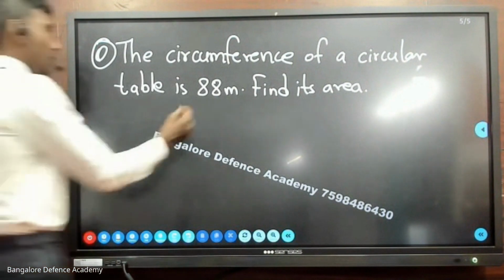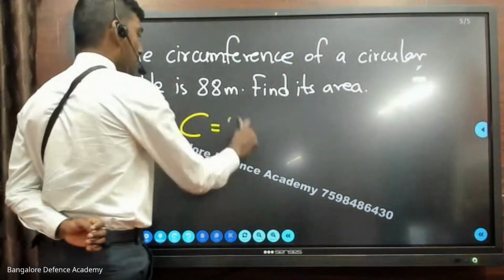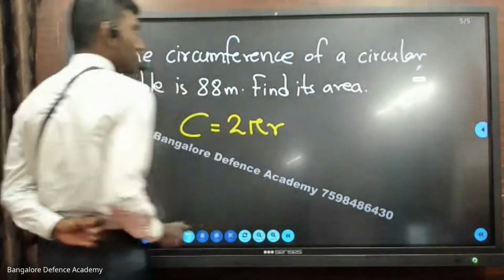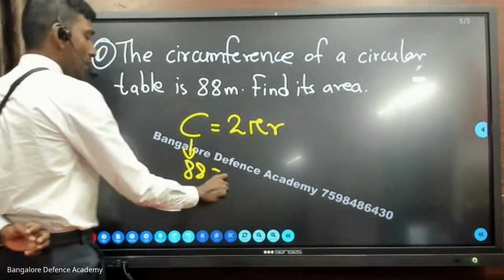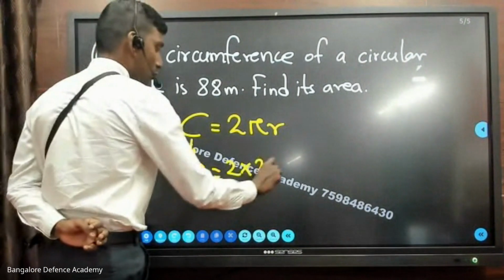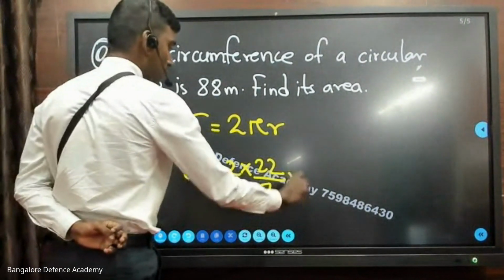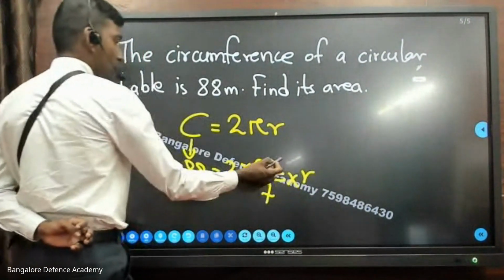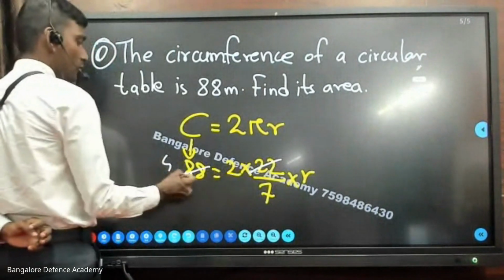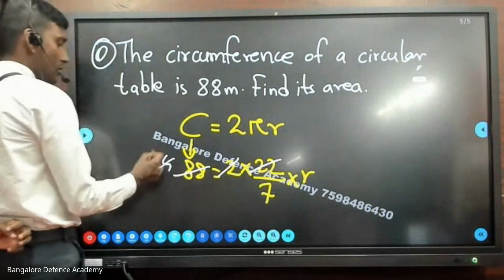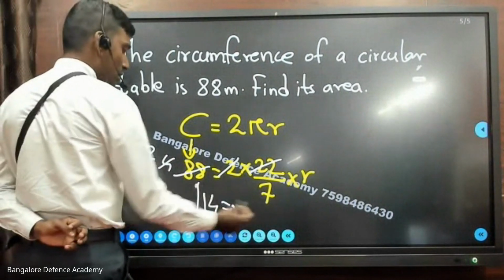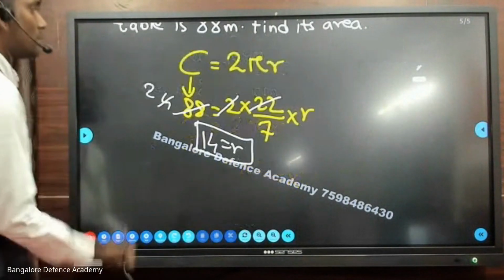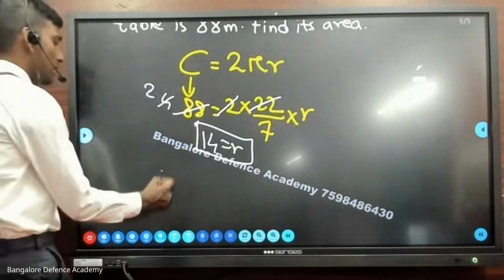616 you're getting. Look at this. Circumference formula is what? 2 pi r. Correct? They have given this as 88. So 88 is equal to 2 into 22 by 7 into r. Now this is 1. This is 4. Now this is 2. This is 2. 2 into 7, 14. So radius I got how much? 14 meter. Okay. Now I have to find the area.